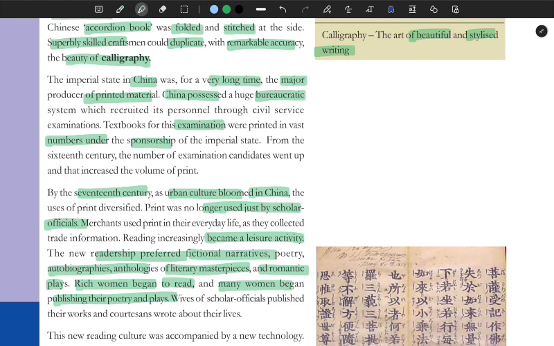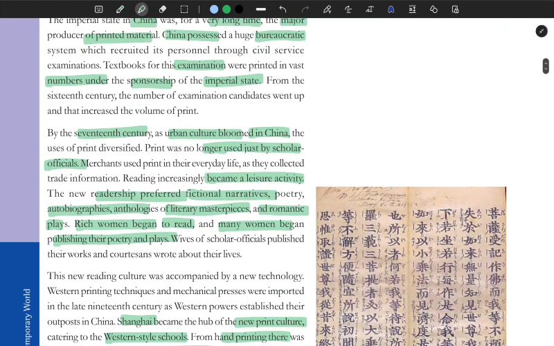The sponsorship of the imperial state, ka matlab hai the ruler, right? The king was the sponsor, because he needed the army, civil servants, like that. Okay, so moving on.